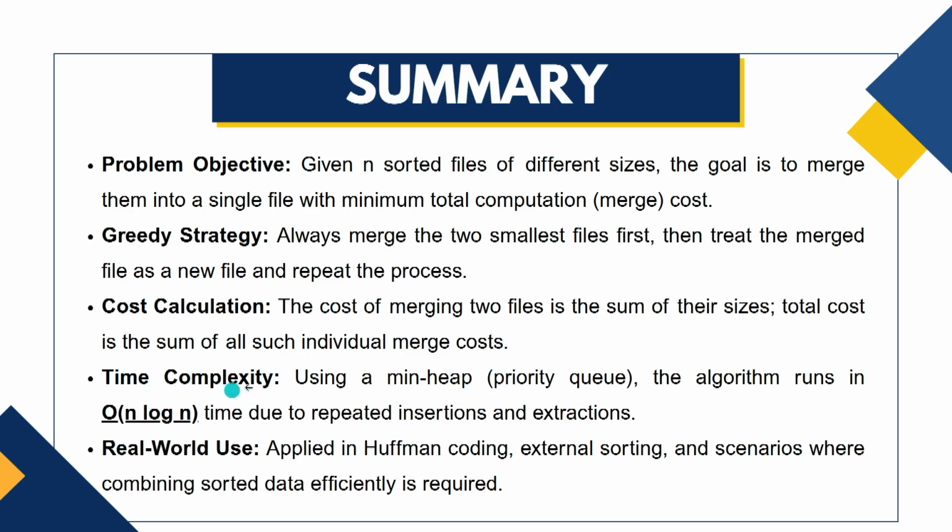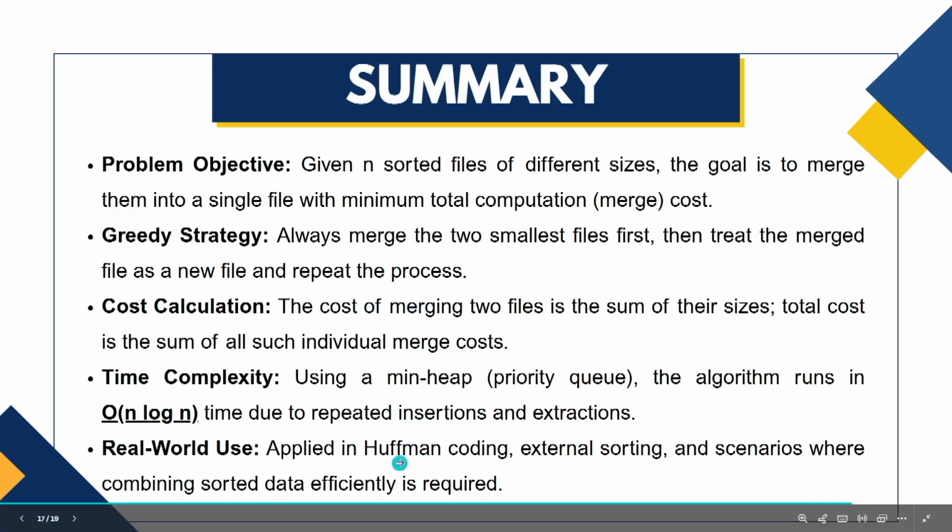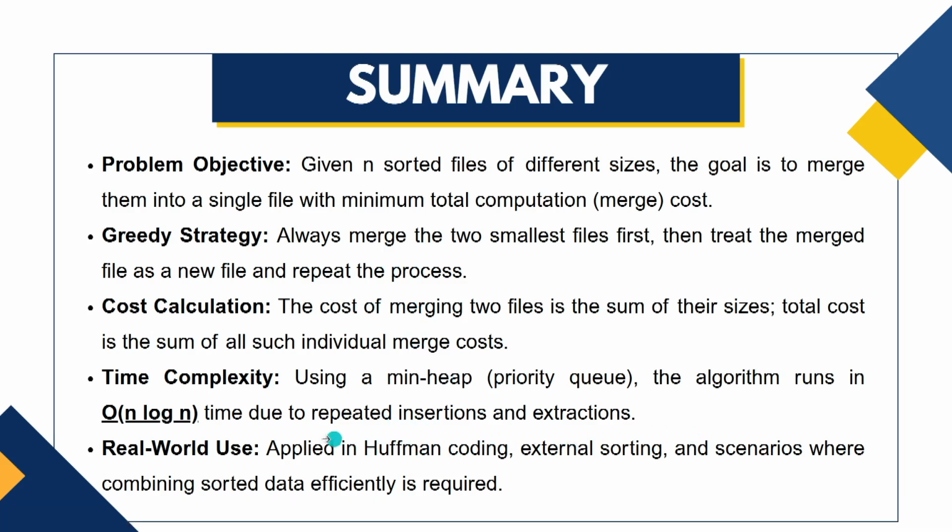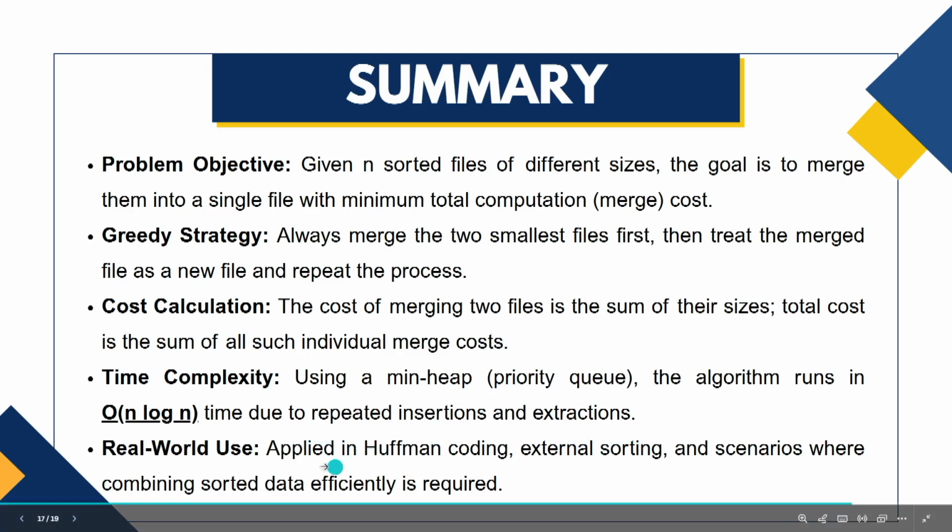For implementation, it is better that we use a min heap or priority queue, and we know the running time of that algorithm would then become order of n log n due to repeated insertions and extractions. In the real world, this problem can be extended to Huffman coding, which is mainly used for data compression, and for external sorting, and scenarios where there is a need to combine sorted data into one file. In those situations we can very well use the same concept of optimal merge pattern.